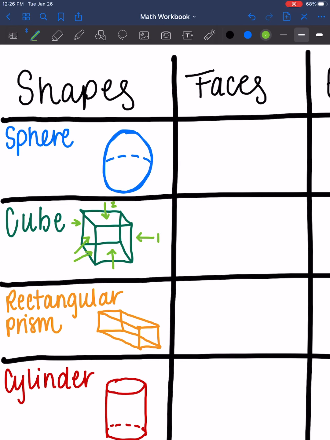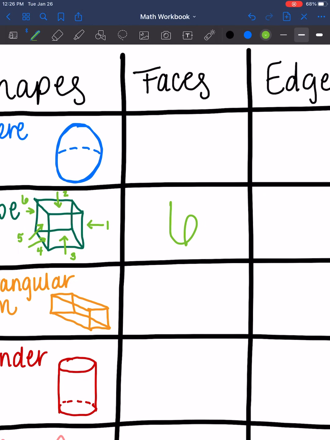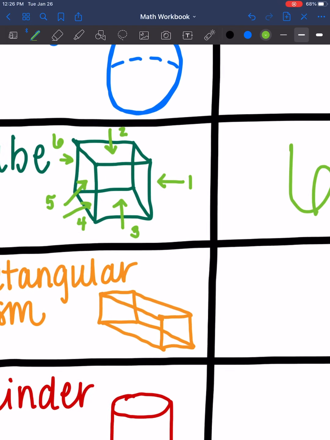1, 2, 3, 4, 5, 6. So because I see 6 squares, that means I have 6 faces. Now we're going to look at the edges.